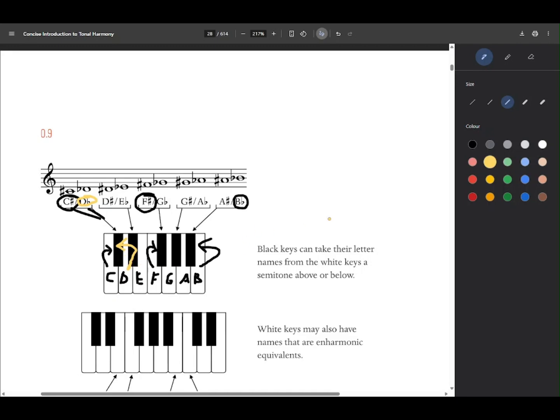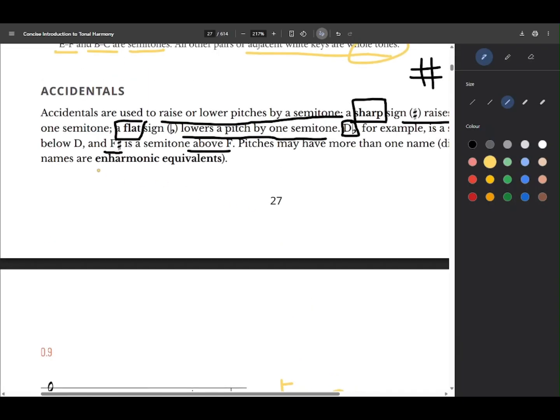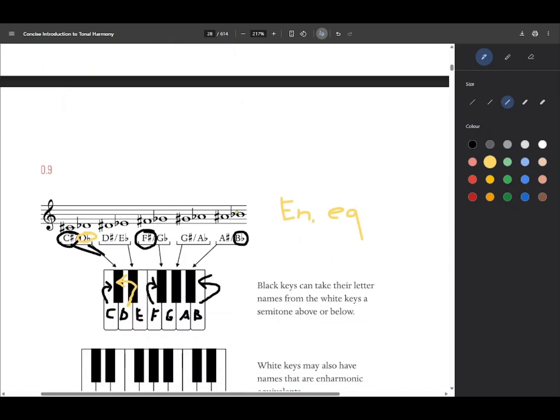This is what we call enharmonic equivalence. Here's our enharmonic equivalence. Sounds like a complicated term, very simple term. It simply means that we have one note, with two different names.